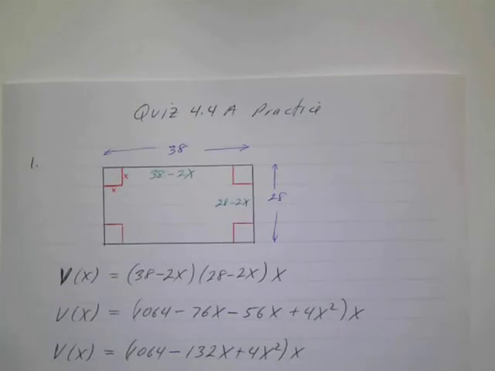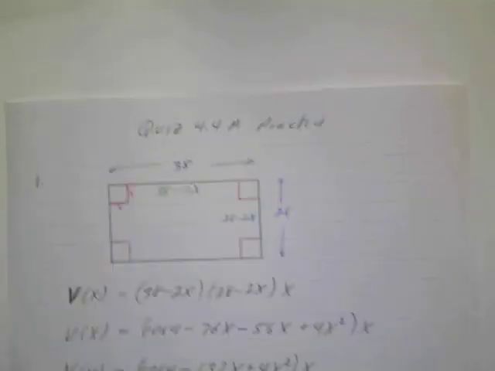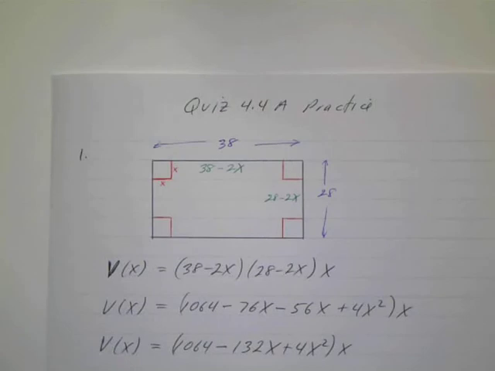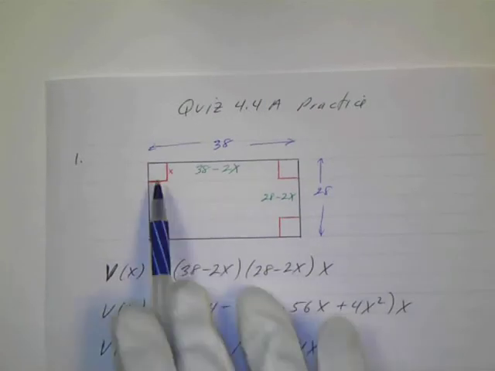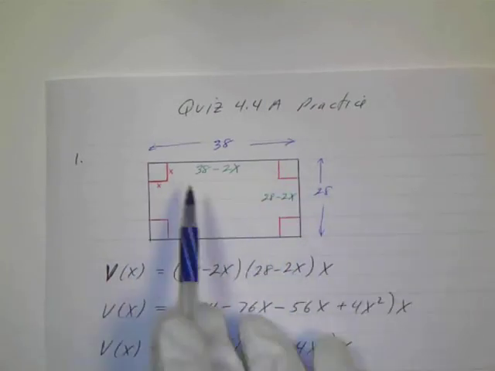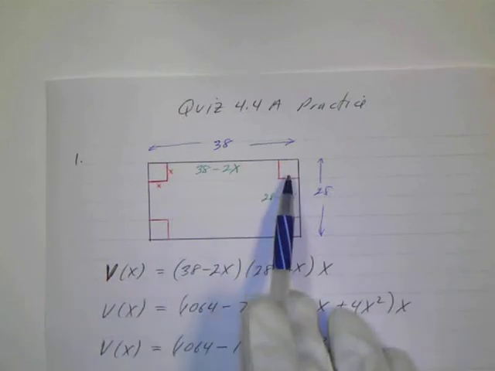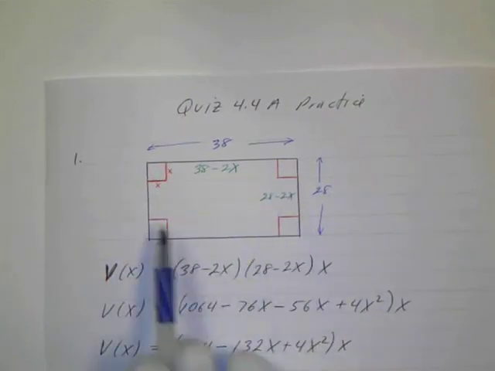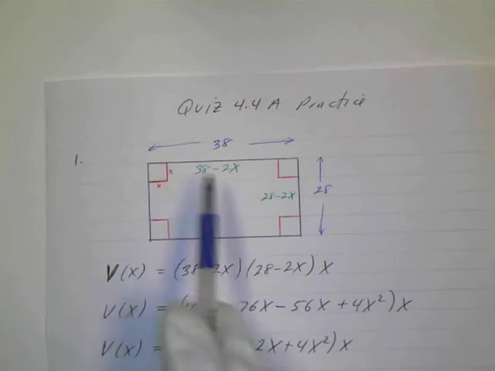So I kind of worked it out just to save a little bit of time because I think this part's pretty straightforward, although I could be wrong. So this is the piece of material we have. It's 38 inches by 28 inches, but we're going to cut squares of equal length from all 4 corners. So we can call that x.